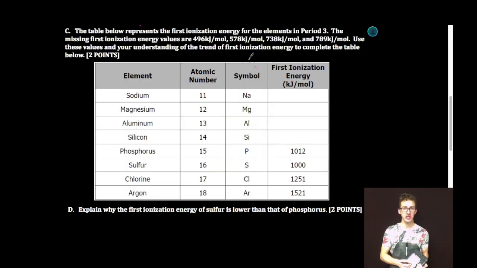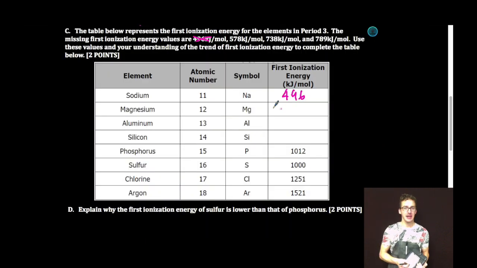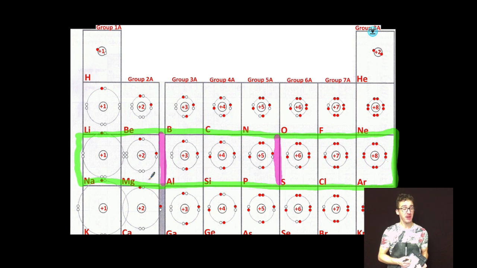All right, so sodium is definitely going to have our lowest first ionization energy. Effective core charge of +1. It's not going to take a whole lot of energy to yank that electron away. Boom, done.